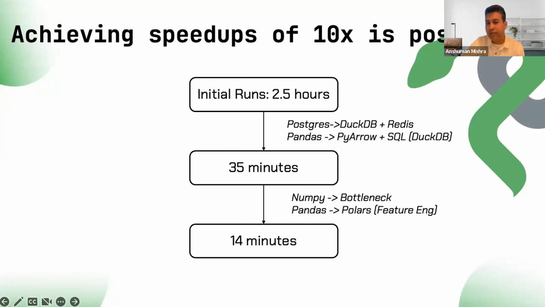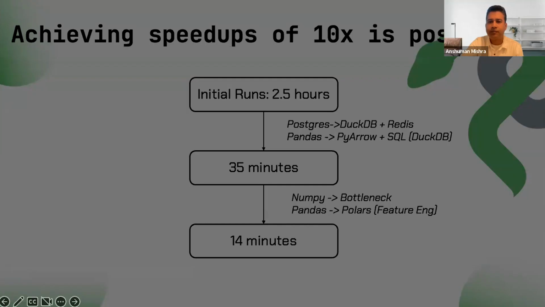The next thing I did was I replaced NumPy with the bottleneck package in Python. This is really a bunch of super fast functions written in C. That saved me a ton of CPU cycles in feature engineering. I also replaced pandas with polars. Now, this is a data frame library written in Rust that's well integrated with Apache Arrow. So the combination of polars, Apache Arrow, DuckDB, and bottleneck helped me bring down the daily run to about 14 minutes, which is overall a 10x speed up.